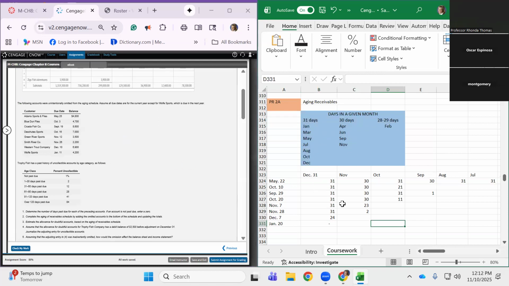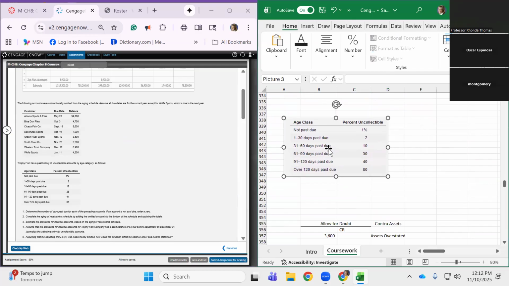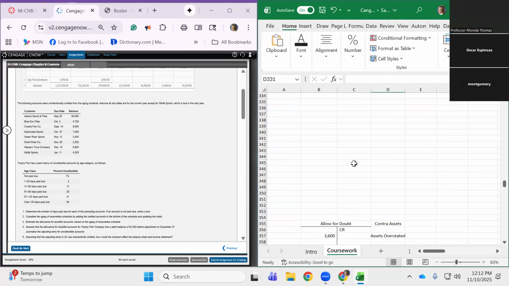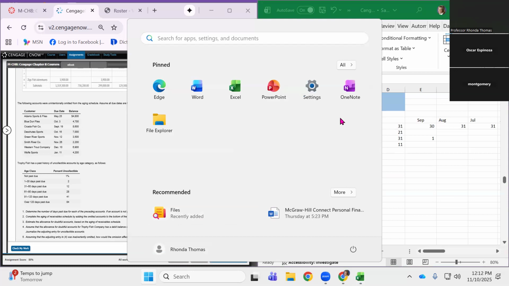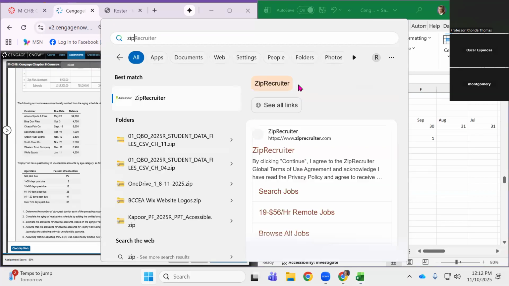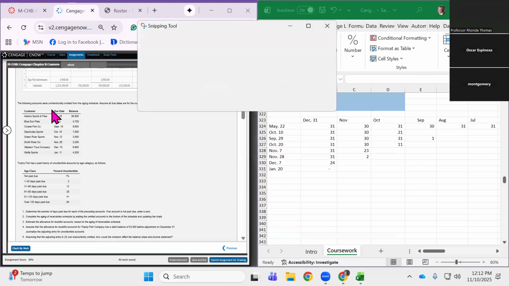Now I'm going to copy this and paste it over here in my spreadsheet. Okay, copy and paste. Let me see if my past due percentages, that's not correct either. So I'm going to need to copy two things. I'm going to copy this, and I'm going to copy this and bring it over. Bless you. So I'm going to do my snip, not my zip, but my snip. Good grief. Okay, there it is, snipping tool.